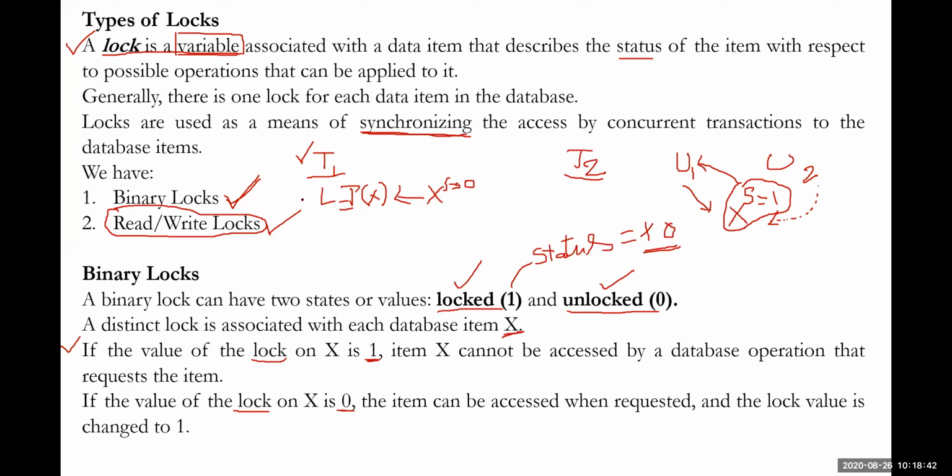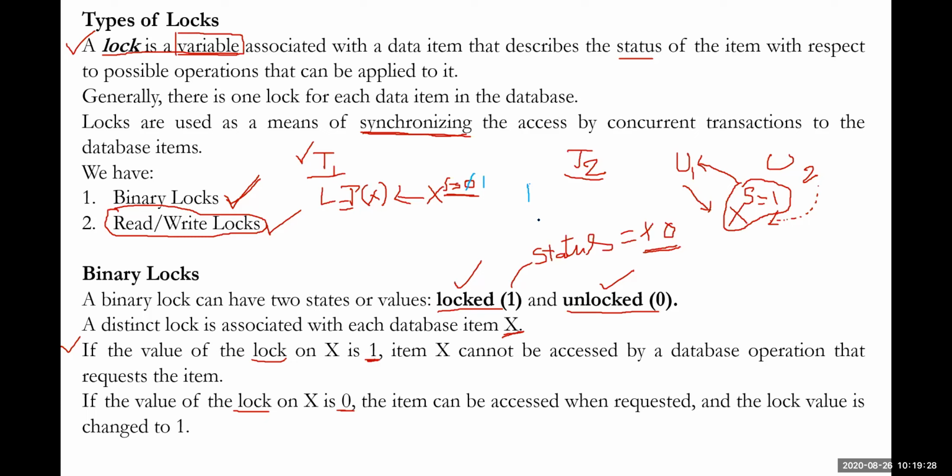Now, initially the X status value is equal to 0, the lock value is equal to 0. Yes, transaction T1 requested X. Status equal to 0, so T1 has acquired it and T1 is holding this X. Before holding it, it must be changed from 0 to 1, and then it has been allocated to T1. Now, after some time, lock item of X has been operated by transaction T2.